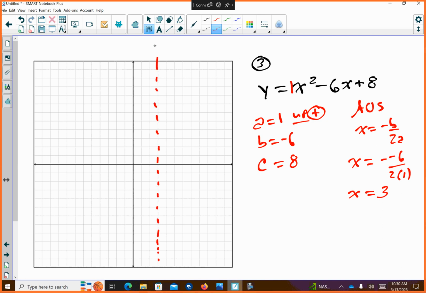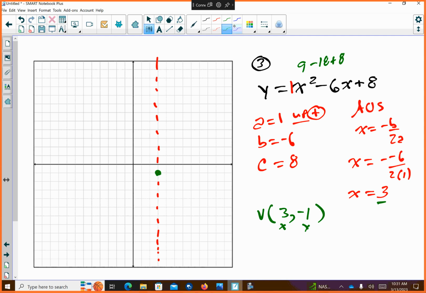Okay. What's special about the axis of symmetry and the vertex? Yeah, I have the x value of the vertex right away. That's my x value. In order to find the y value, what am I going to do with this 3? Plug it in. So 3 squared is 9, minus 18, plus 8. So that's going to give me -1 if I do the arithmetic. So (3, -1) is right here.